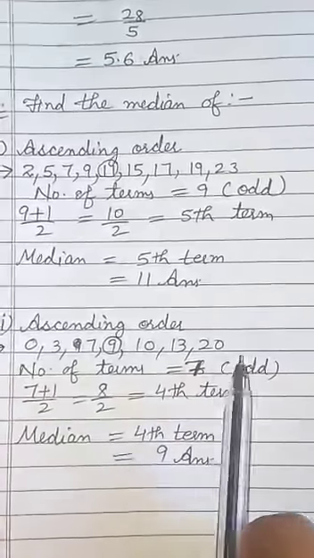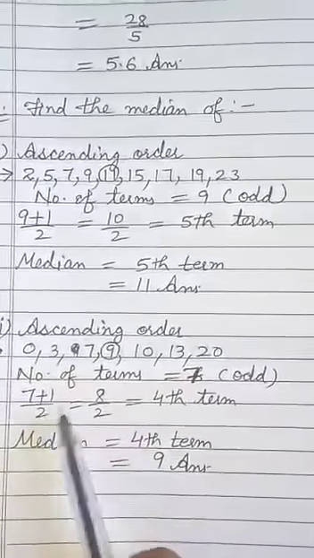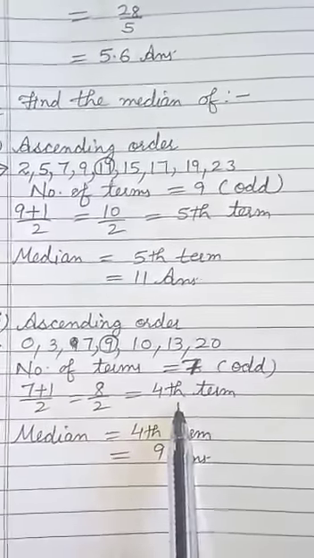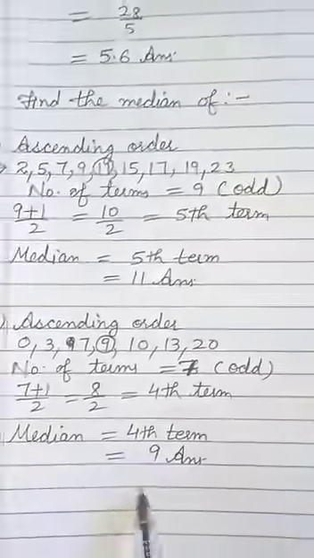In the same way, for the second part also, write the given observations in ascending order. Here the number of terms is 7. So add 1 to 7 and divide by 2. So here which term will we take as the median? The fourth term. So what is the fourth term here? 9.